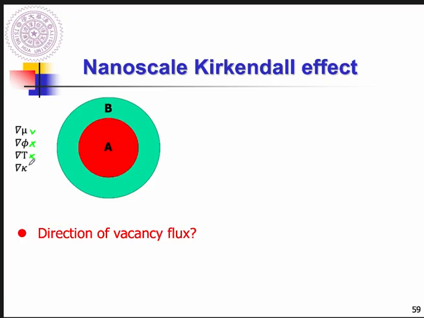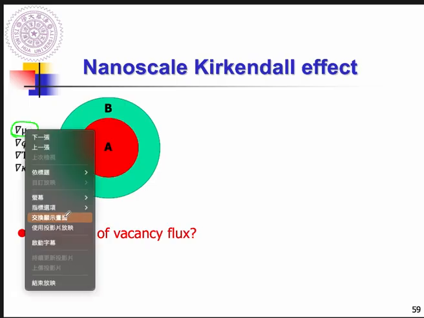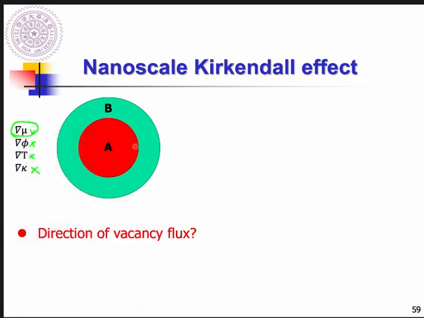Regarding a curvature gradient, this is not a hollow structure, it's a solid nanoparticle. So we only have one curvature, which is the reciprocal of the radius R. So the only possible driving force here is the chemical potential gradient. As long as this chemical potential gradient serves as a driving force, you can figure out what happens next.